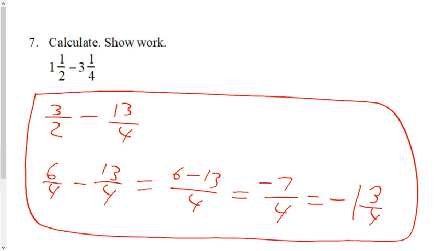Now, if they kept it as negative 7/4, is that right or wrong? Is negative 7/4 an acceptable answer? Yes, it is, because it is negative 1 3/4. They just left it improper. If I was a teacher and you were a teacher, you'd say, make sure you change it back to mixed fractions if possible. But that's your answer.